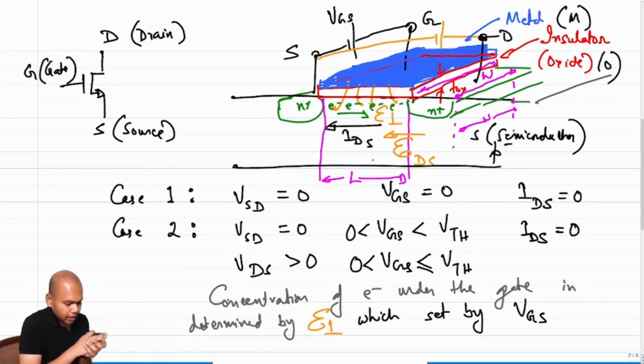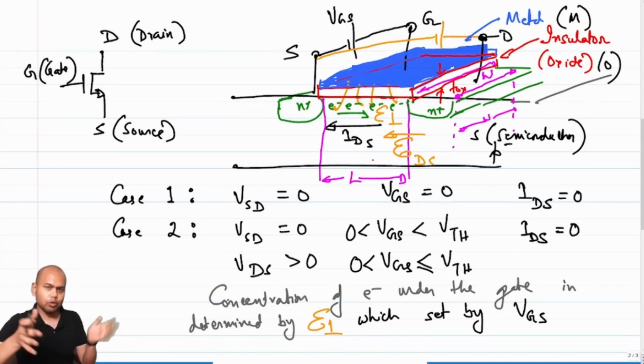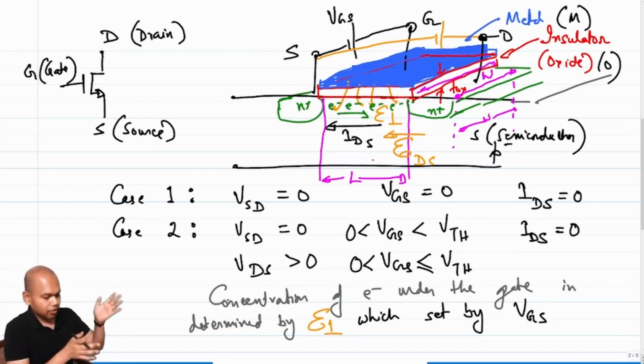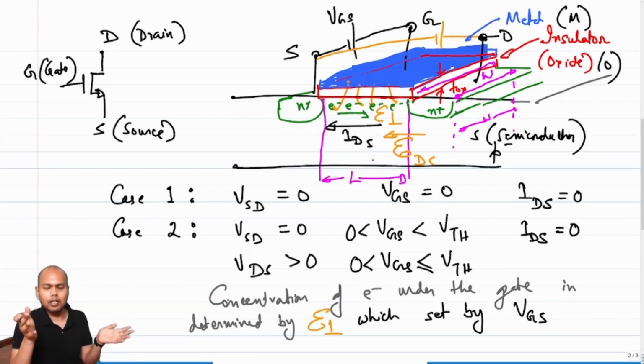And why is this relevant? This is relevant because for a fixed L, for a fixed Cox, for a fixed mu n and so on, if you want to transport more and more current, what you need to do is ensure that more and more electrons traverse from source to drain, right? If you simply want to increase the current, and you cannot change L, what can you do? This looks like a pipe.